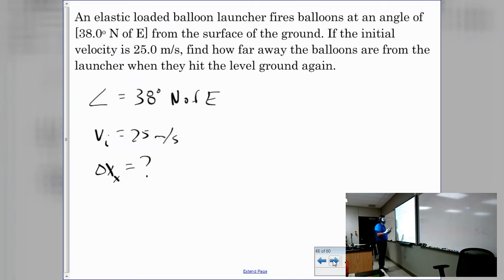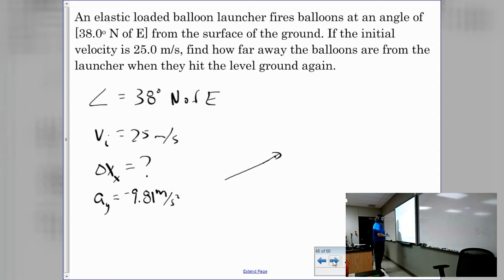I would like to draw a diagram of this as well. That'd be the next step. I also forgot to say that acceleration in the y direction would be negative 9.81 meters per second squared. Yeah, that is definitely true. It's being accelerated due to gravity. So I'd like to draw myself a diagram.